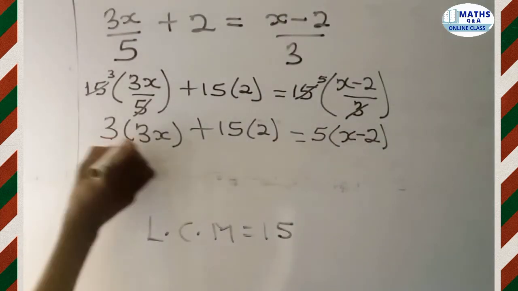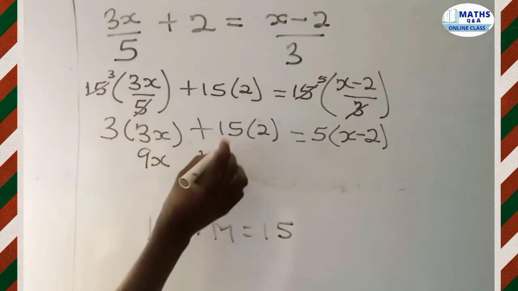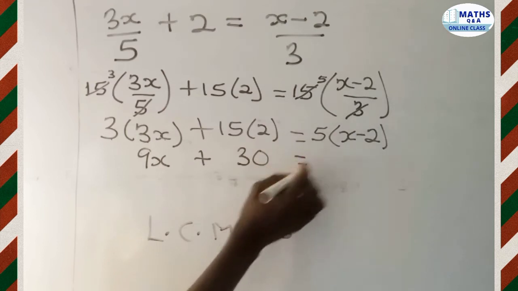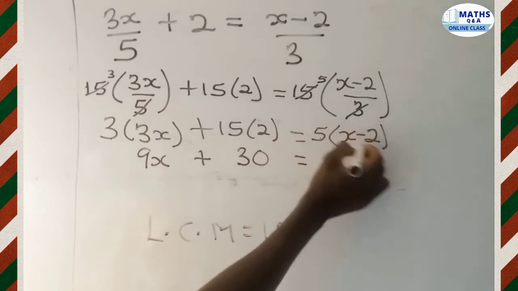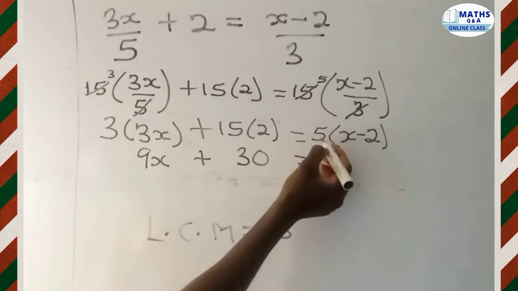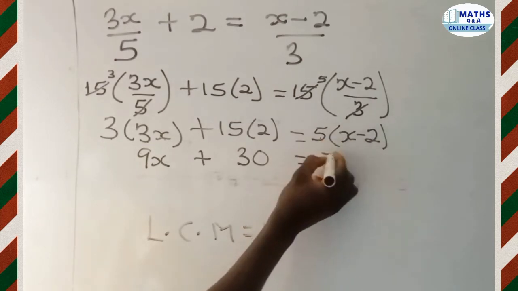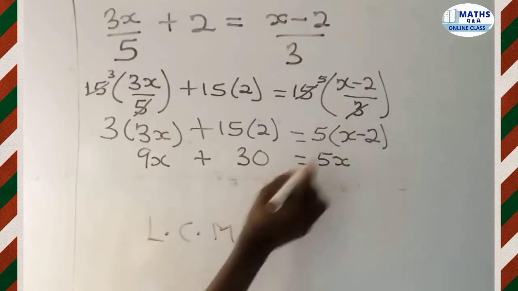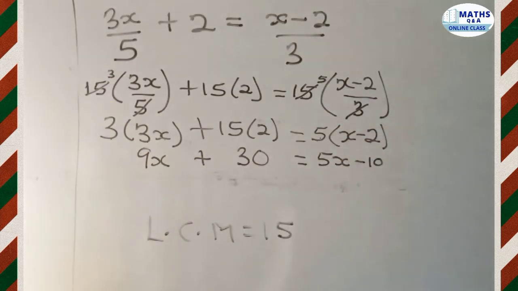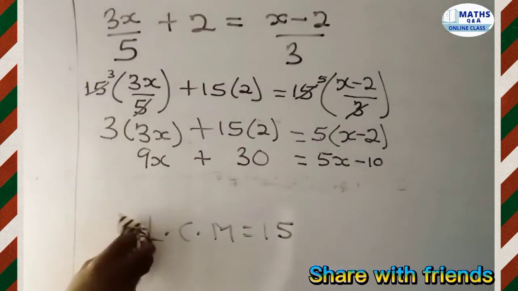Now 3 multiply 3x gives 9x plus 15 multiply 2 gives what? 30, equal to 5 multiplying all the entities in this bracket, right? So you multiply 5 by x, and we also multiply 5 by negative 2. So 5 multiply x becomes 5x. 5 multiply negative 2 becomes what? Negative 10.